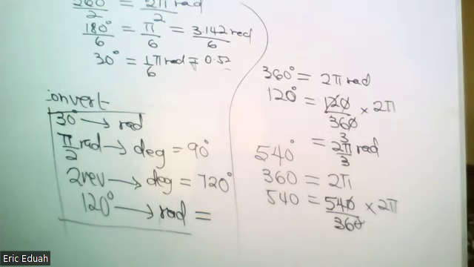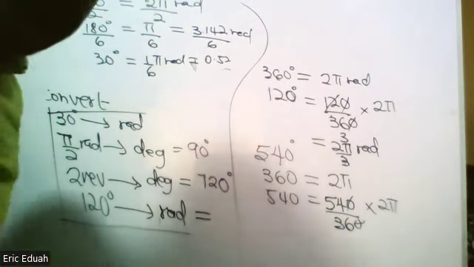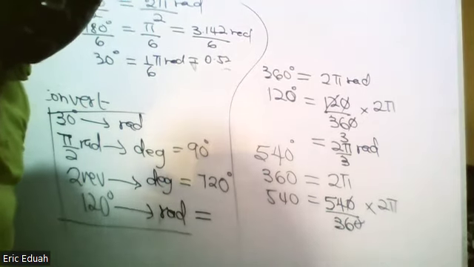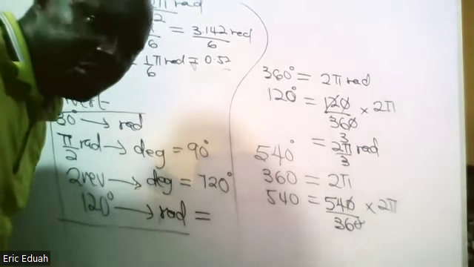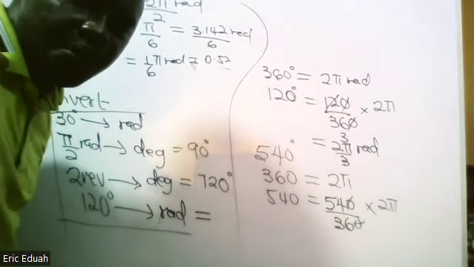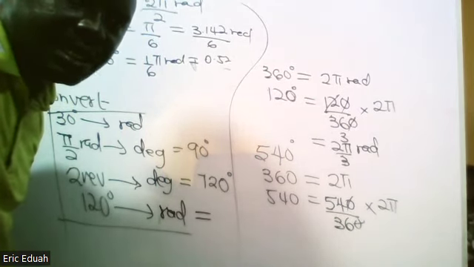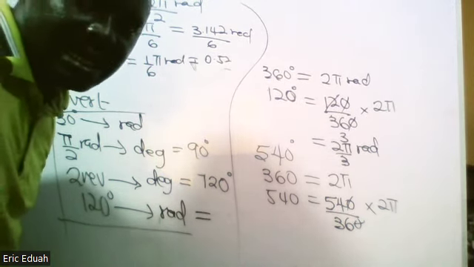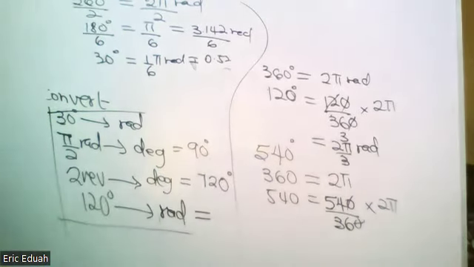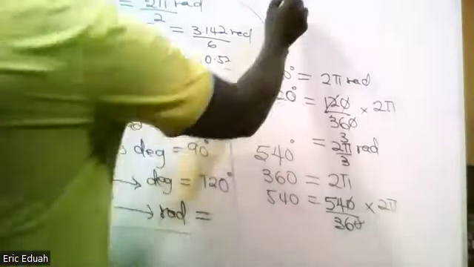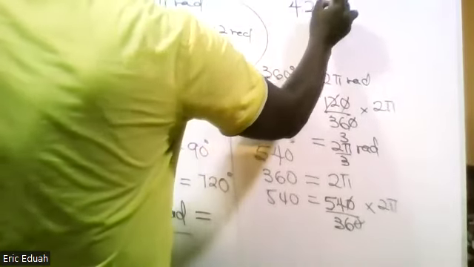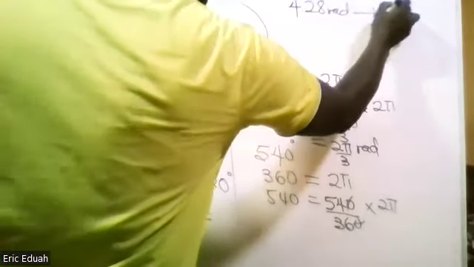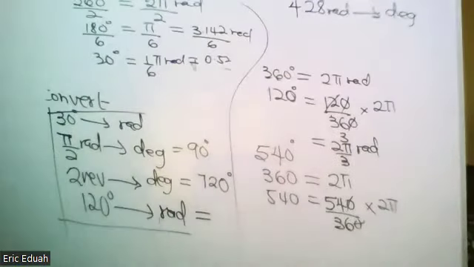All right, then the other question. You have to convert 4.28 radian to degree. Who was able to go through that? 4.28 converted to degree. Who was able to get that? Okay, the question again. I asked you to convert 4.28 radian to degree. Abba, how did you do it?